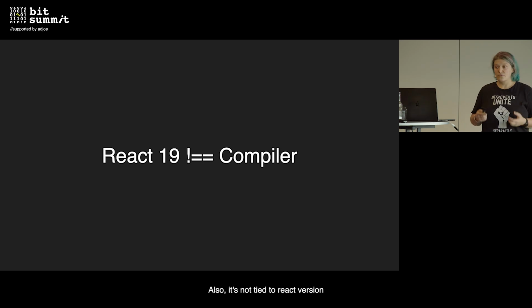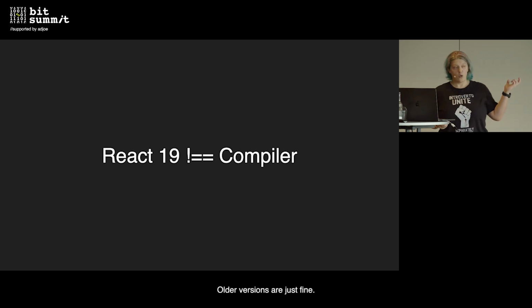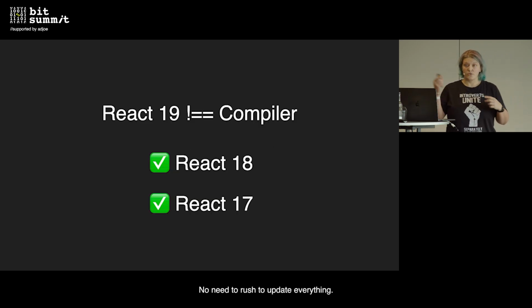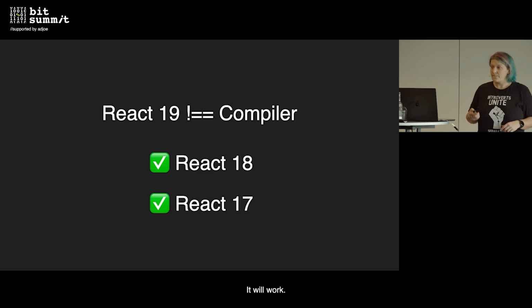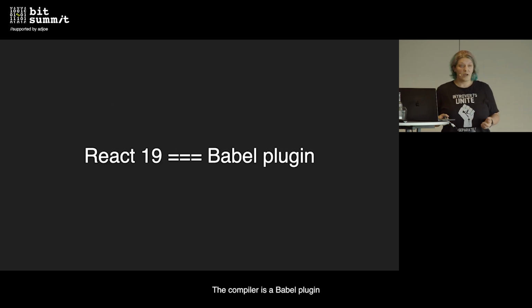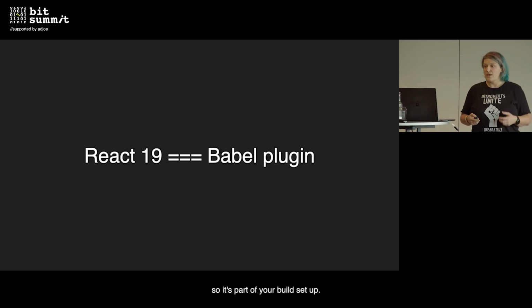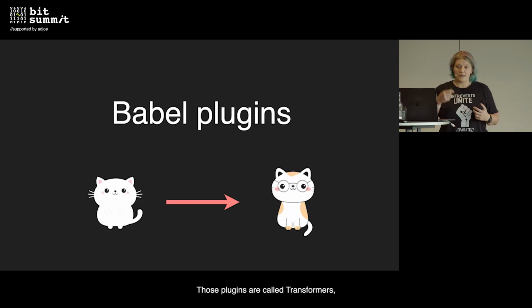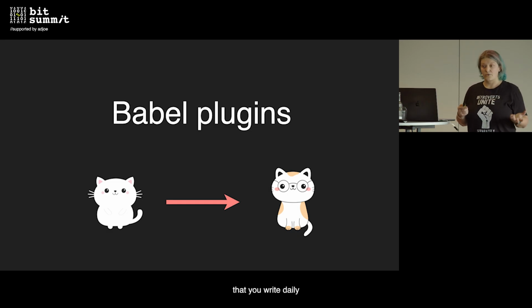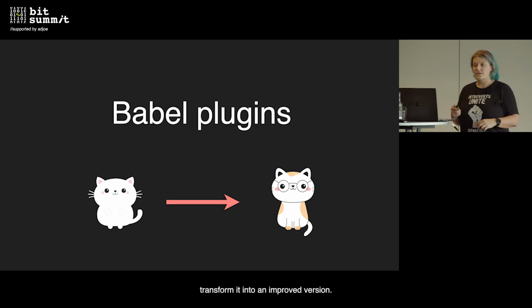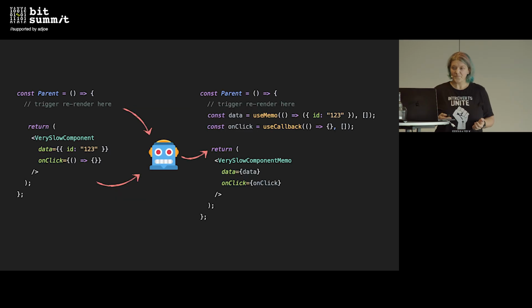Also, it's not tied to a React version. All the versions are just fine. No need to rush to update everything. It will work. The compiler is a Babel plugin, so it's part of your build setup. Those plugins are code transformers.